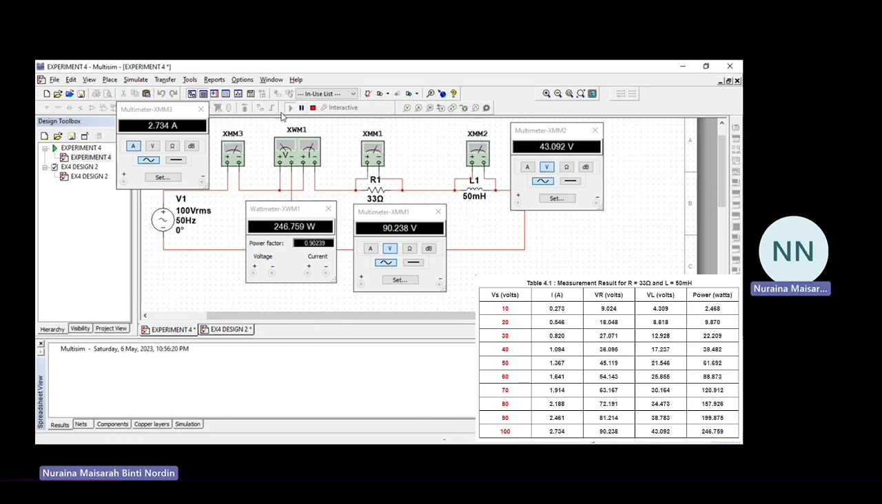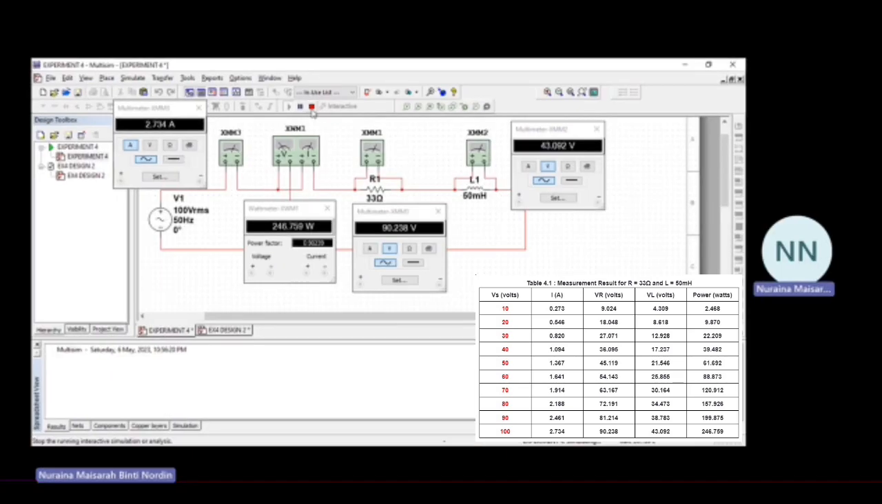That's all the values that we get when manipulating the value of voltage. So from that we can list down all the values for the voltage of resistor, voltage for inductor, power factor, and also the current. So that's all for the activity table 4.1.